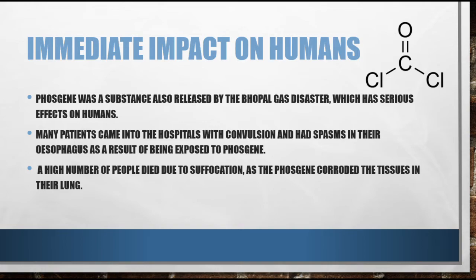Phosgene is a colorless gas which was also leaked through the Bhopal tragedy. In high concentration, it has the ability to corrode a person's lung tissue and cause death through suffocation. Many patients arrived in hospitals with convulsions and had spasms in their esophagus due to being exposed. In addition, it can cause hydrolysis in a person's lung by reacting with the water molecules, forming carbon dioxide and hydrogen chloride. Furthermore, phosgene can have after effects such as pulmonary scarring and also bronchitis.